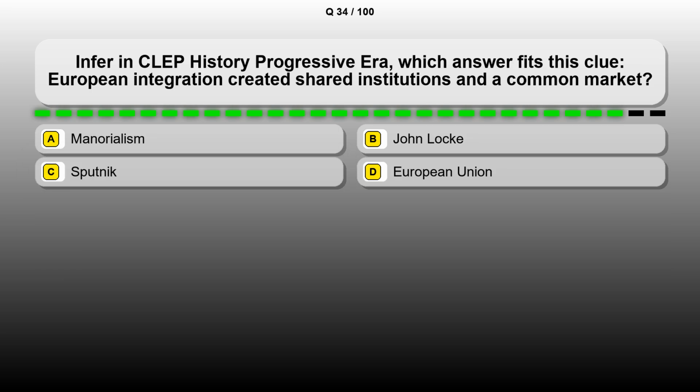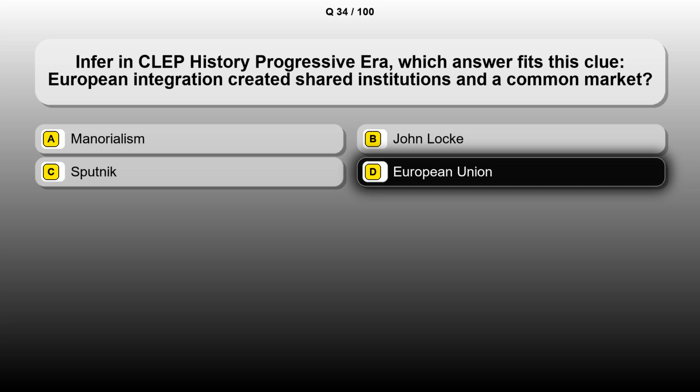Question 34. Infer in CLEP History Progressive Era, which answer fits this clue? European integration created shared institutions and a common market? Option A, Monorealism. Option B, John Locke. Option C, Sputnik. Option D, European Union.